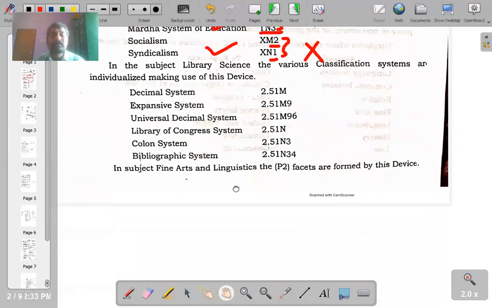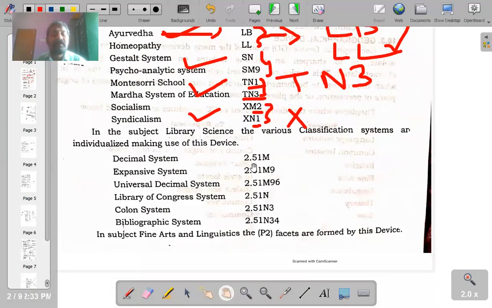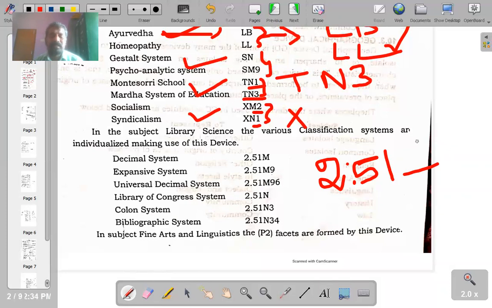If you come to library science, see, we need to get numbers for different classification schemes. If you go to the main class library science, there only one number is there, 2:51. Nothing else is there. But I want to get numbers for Dewey Decimal Classification, Universal Decimal Classification, Library of Congress Classification, Colon Classification. There is only one number in the colon classification schedule, 2:51, classification. But how to sharpen this isolate? Colon Classification, I want the number. Dewey Decimal Classification, I should give the number.